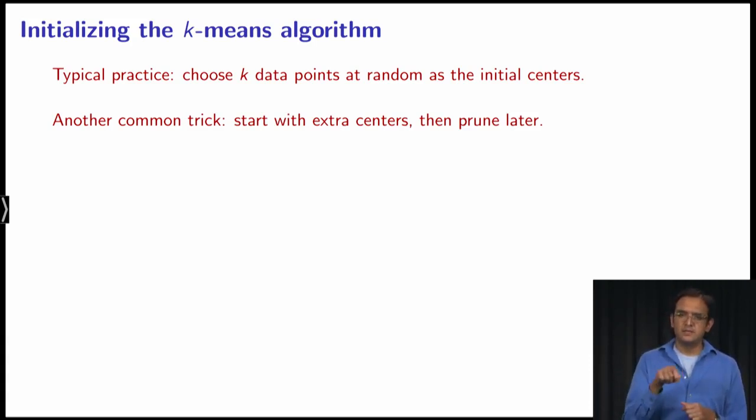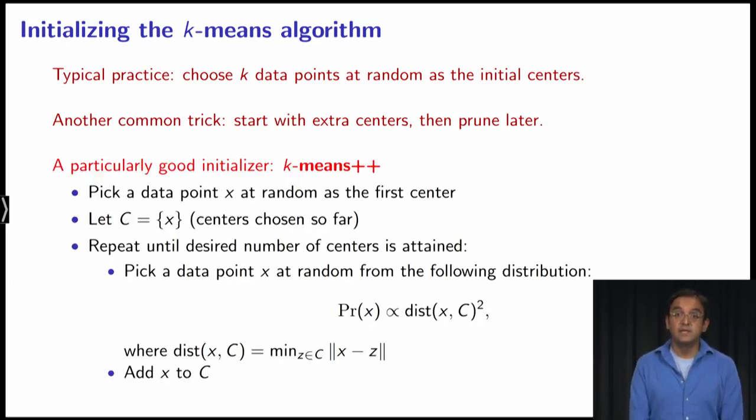So which centers do you kill? The ones you get rid of are the ones that have very few points assigned to them, or the ones that are very close to other centers. Okay, so that's another common trick for running k-means. Now, one very good method of initialization is to use what's called the k-means plus plus algorithm. Okay, so let me tell you what this is.